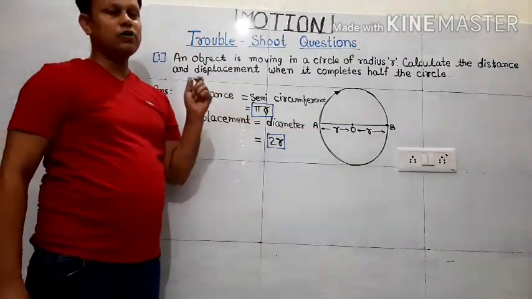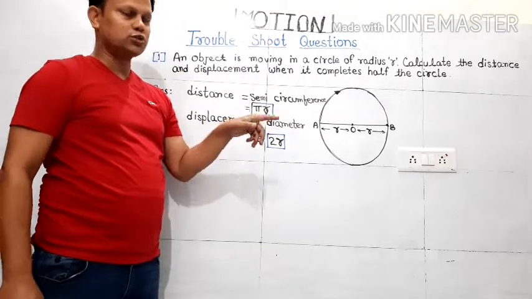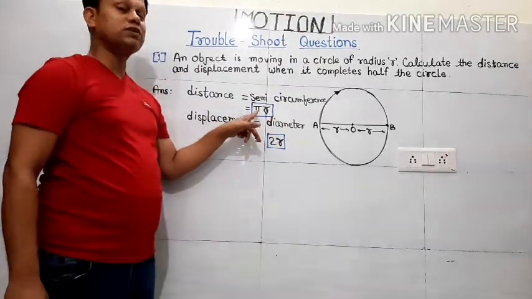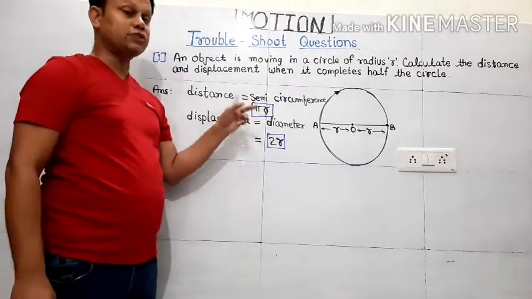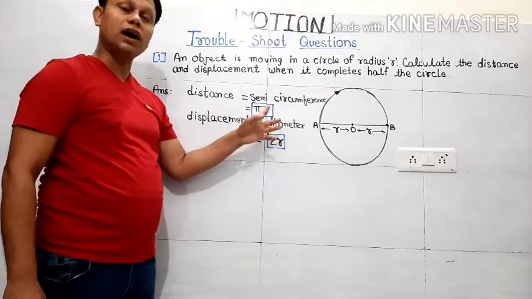And what is the value of the whole circumference? 2 pi r. But since it is half only, we will take pi r. So what is the value of distance here? The actual path covered by the object is mathematically pi into r.